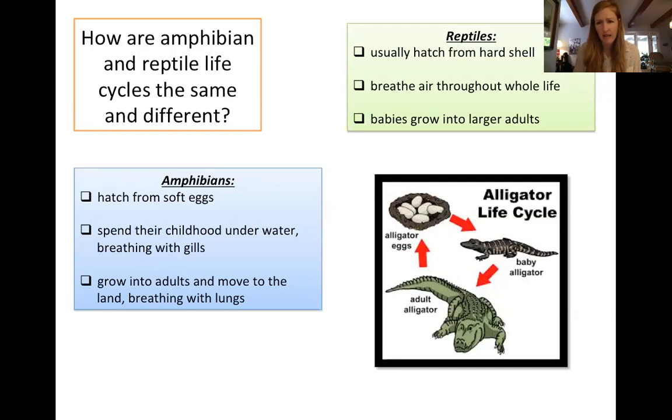And you can see in the life cycle, they go from the egg to a baby to an adult. There was a lot more changes with amphibians. When we did the frog life cycle, we saw they went from an egg mass to a tadpole to a froglet and then to an adult frog. So very different there. Also, amphibians start their lives in the water, then they mostly live on land. Reptiles mostly live on land their whole life, with some exceptions. There are some that do live in the water.